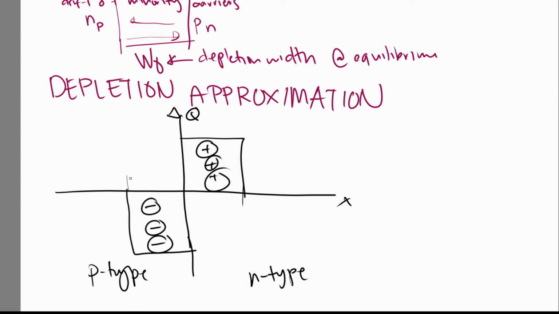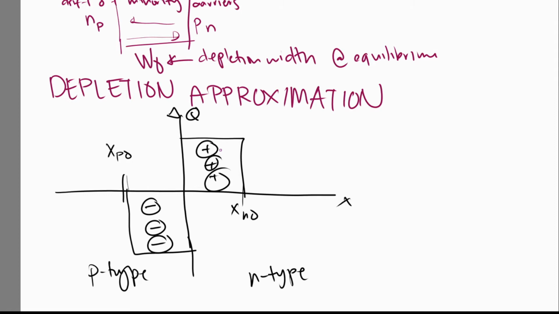Yung extents nitong charges natin would be in W0, and we can define two x's here. We can define yung ating xP0 and xN0, which will serve as the extents of our depletion region in the P-type and N-type regions, respectively. Outside of the space charge region, we can assume that the semiconductor is electrically neutral with no charge depletion, and that the concentration of holes and electrons would just be the same as the bulk p-type and n-type regions.